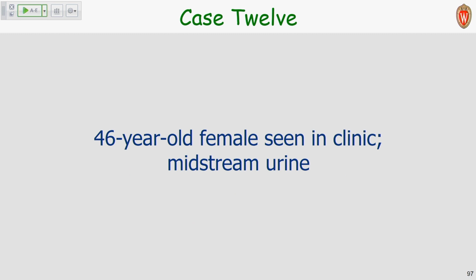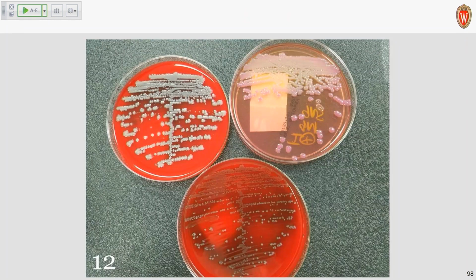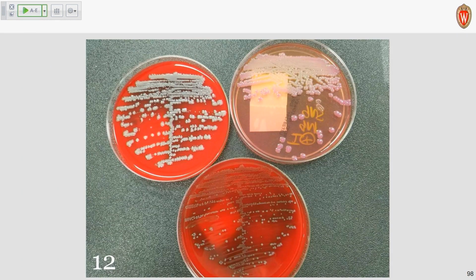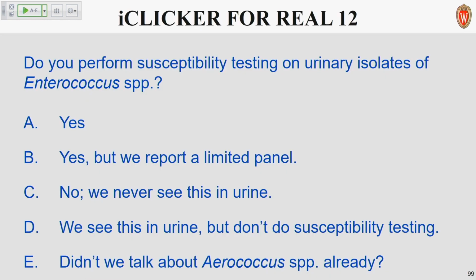All right. 46-year-old female seen in the clinic, a midstream urine. We got a lot of stuff going on on those plates. Those things on the bottom, yeah, that's an enterococcus on the CNA plate. Yep. Okay. So enterococcus. Do you perform susceptibility testing on urine isolates of enterococcus species? Yes, but it's a limited panel. No, we don't see enterococcus in urine. We see it in the urine, but we don't do susceptibility testing. And didn't we already talk about Aerococcus?